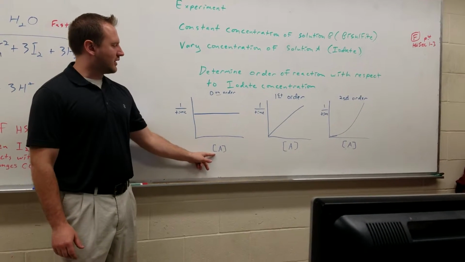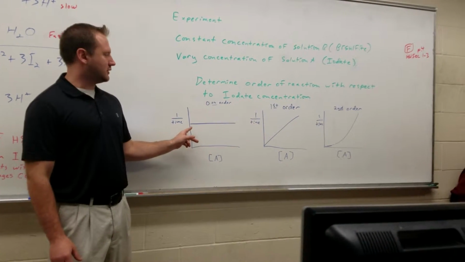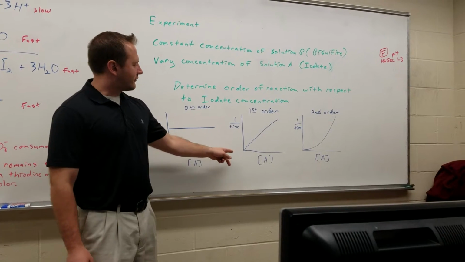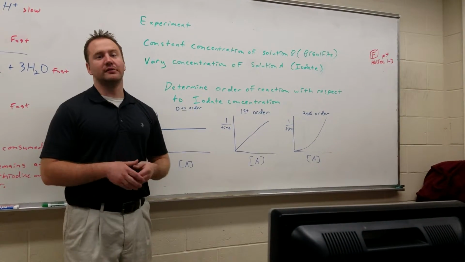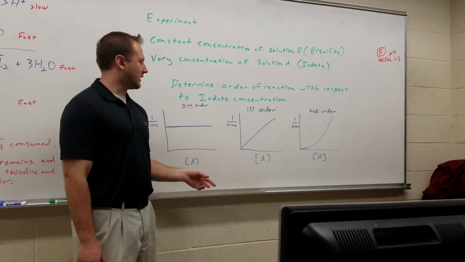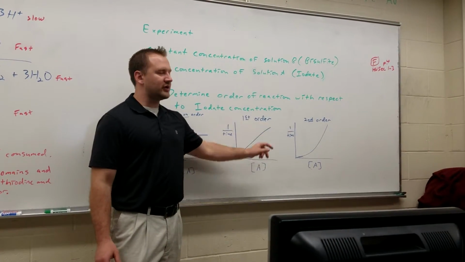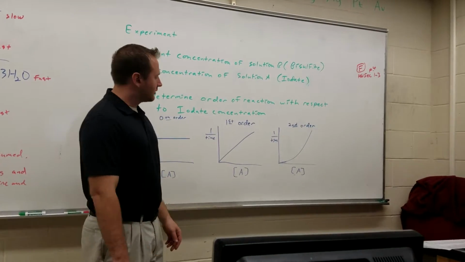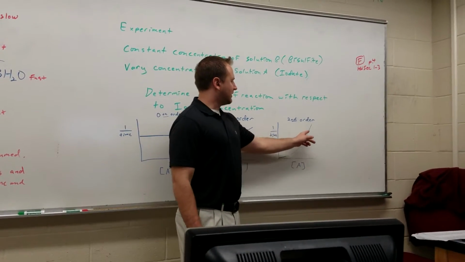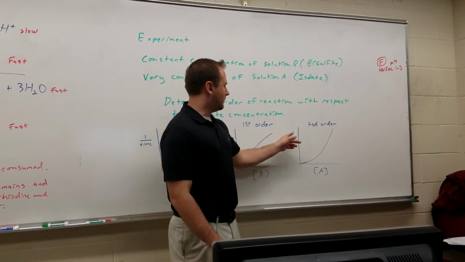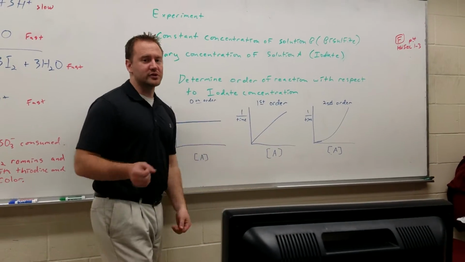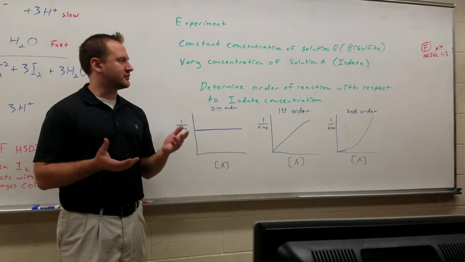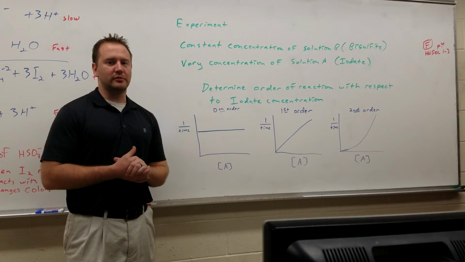If the concentration of iodate has no effect on the rate, you're going to end up with a flat line. If the concentration has a linear effect, meaning if you double the concentration, you're going to double the reaction rate, you should end up with a linear function. And then if it's a second order reaction, what you should end up with is an exponential growth when you plot rate versus concentration. So you're going to determine which of these applies to the iodate concentration, and that will be able to establish a rate law.